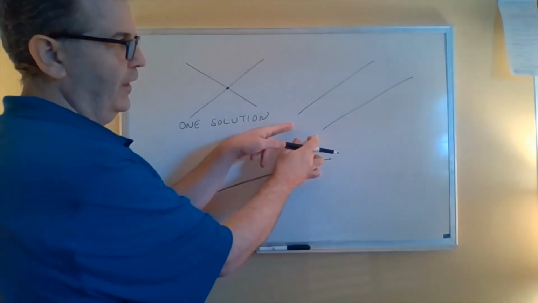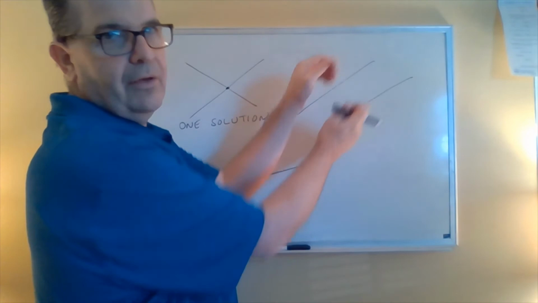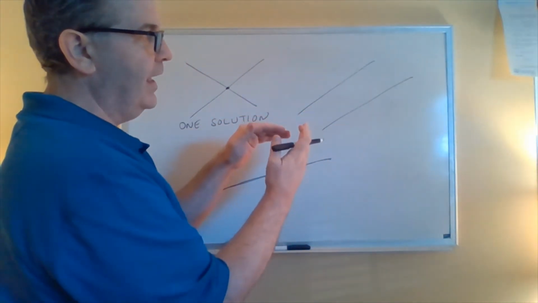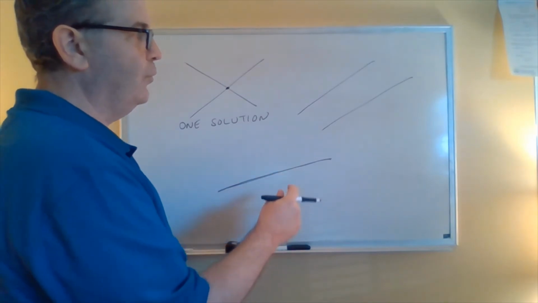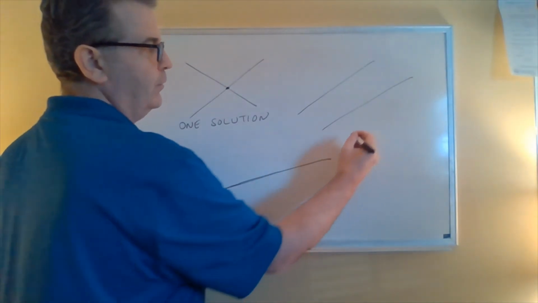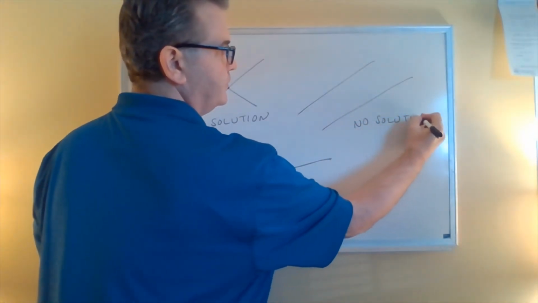How about when we have parallel lines like this? Well, these two lines are going to go on forever and ever, and they're never going to touch. So they're never going to intersect. They're never going to have a point that's in common, a point that is on this line and on this line. There just never will be one. So in this case, there is no solution.